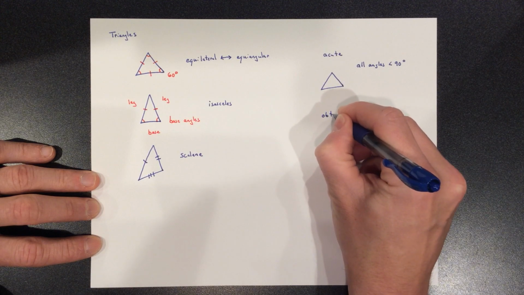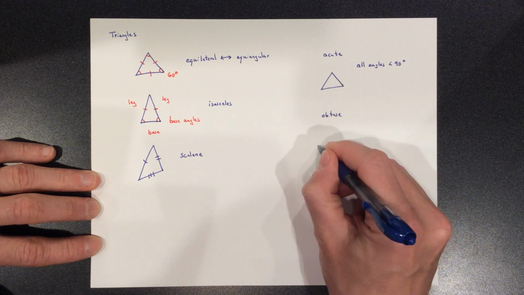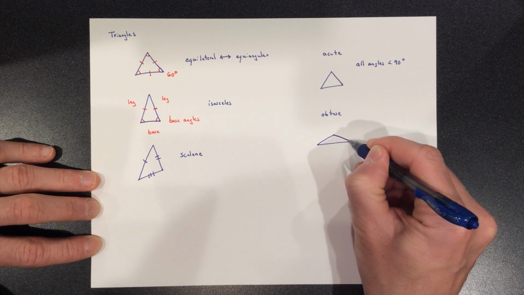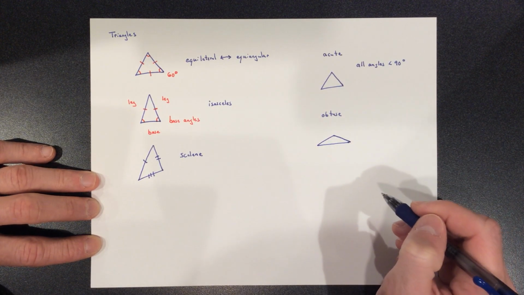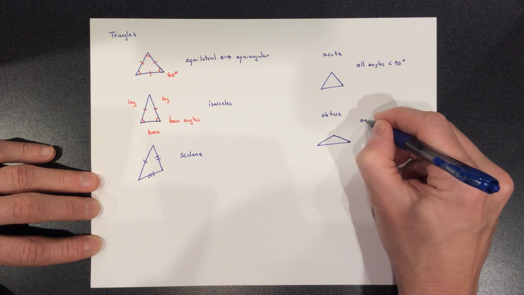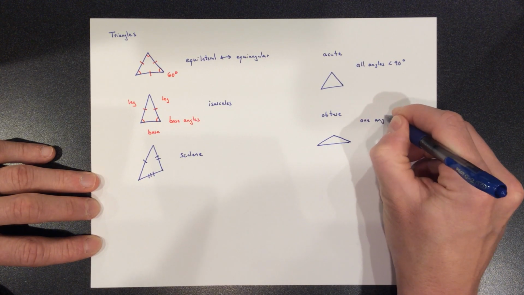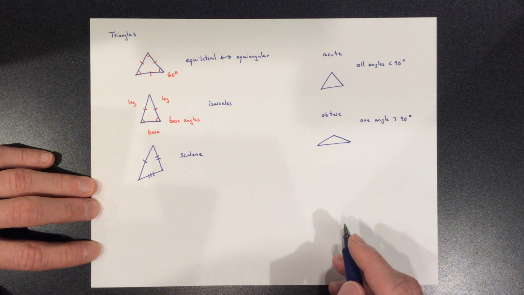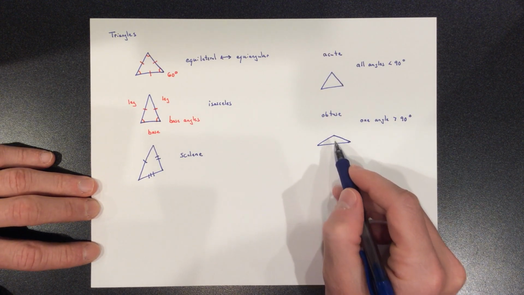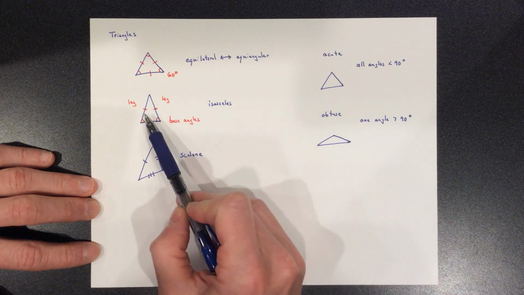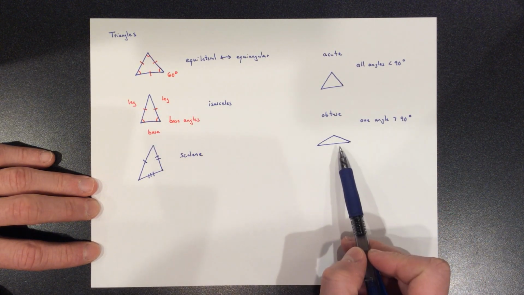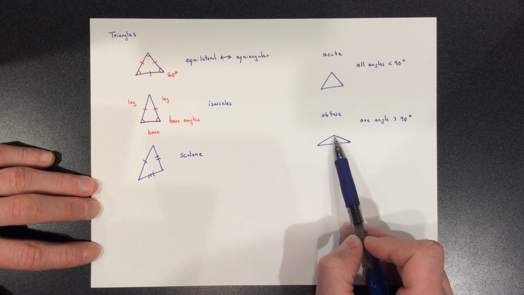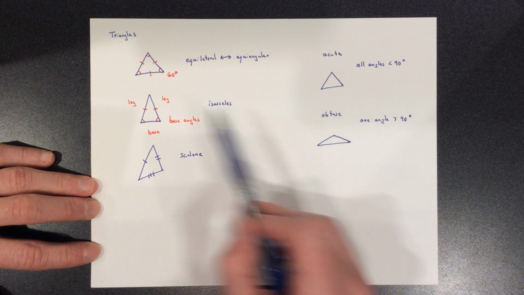We can have an obtuse triangle. An obtuse triangle is one that has one angle. Of course, you can only have one angle that's bigger than 90. Okay? One angle greater than 90 degrees. Of course, you can't have two, considering all three add up to 180. That would be that angle in this particular case. And you can have an obtuse isosceles, which with this, if those two legs were the same, and that angle was more than 90, then that would be an obtuse isosceles.